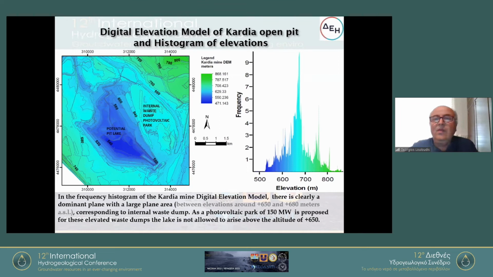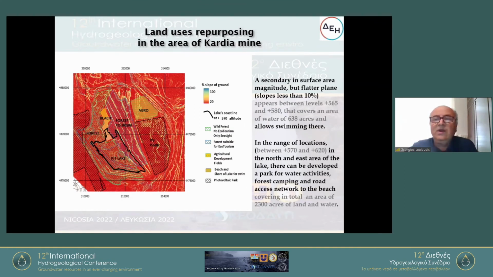650. A secondary in surface magnitude but flatter plane with slope less than 10% allows swimming. In the north and east area of the lake, a park for water activities, forest camping, and a road access network to the beach can be developed.